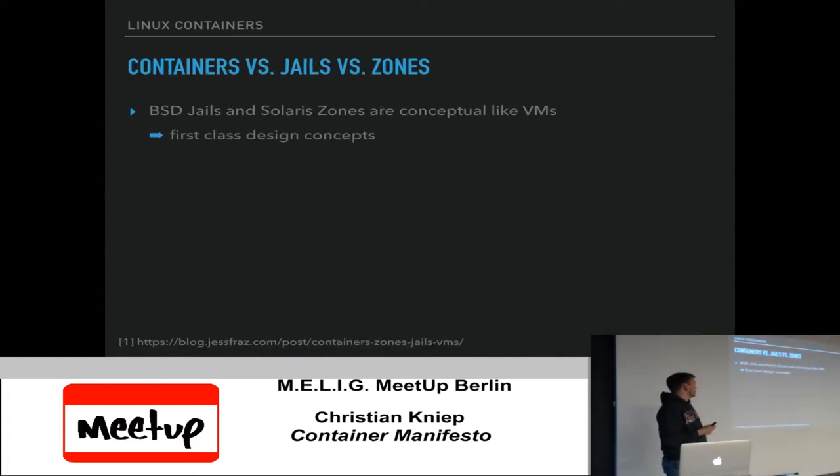Okay, and there's a cool blog post from Jessie Frazelle about the difference between containers, jails, and zones, because everywhere you go, they tell you, ah, containers, nothing new. We have this in BSD jails, and we have this in Solaris zones forever now. But she claims, and rightly so, that those concepts are very much like a VM, right? If you have ever used jails and zones, and I touched them briefly, they feel like having a virtual machine. It's not about sharing namespaces, it's just about isolating the different guests, so to speak.